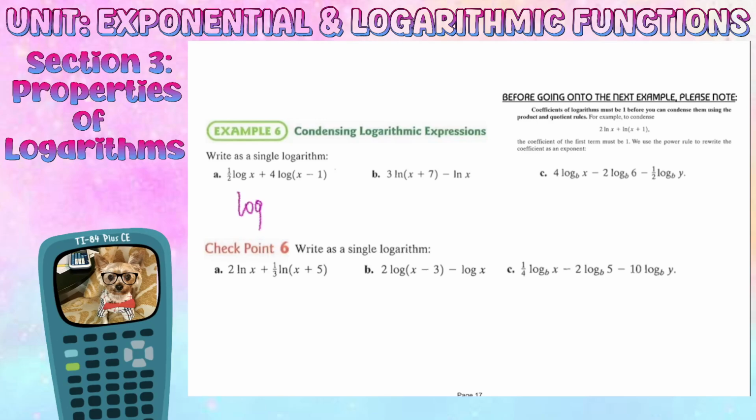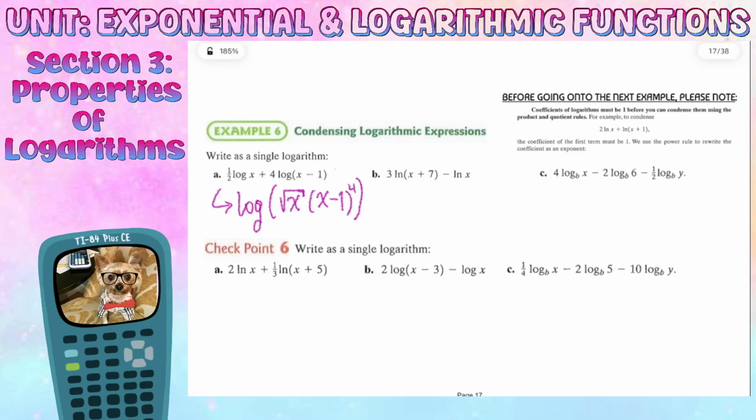So final answer for this one will be the log of, and it's base 10 because we don't see a base, and we'll have square root of x, and make it very clear that the square root is only over the x, times the quantity of x minus 1 to the 4 closed. So it's the log of all of that good stuff right there.